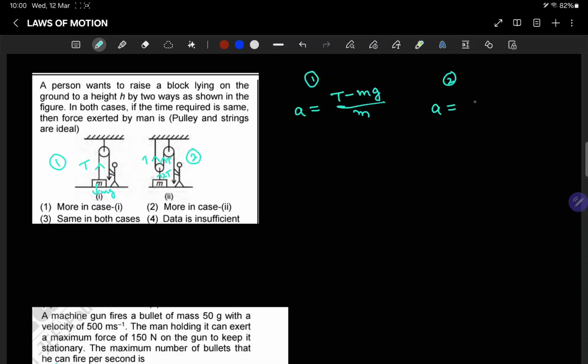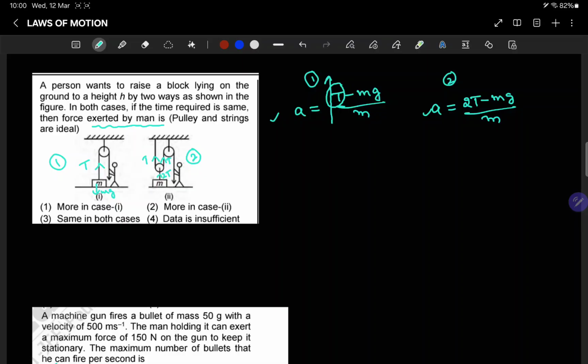What is the acceleration? In the second case it is 2T minus mg by the mass of the block m. I think it's clear: 2T minus mg by m is the acceleration. The question asks, if the time required is the same in both cases, then the force exerted by the man is, in which case is the force more, students? For the same acceleration, here only T, here 2T. So in this case less force, and more force is required in this case. Yes or no? More force is required in case 1.